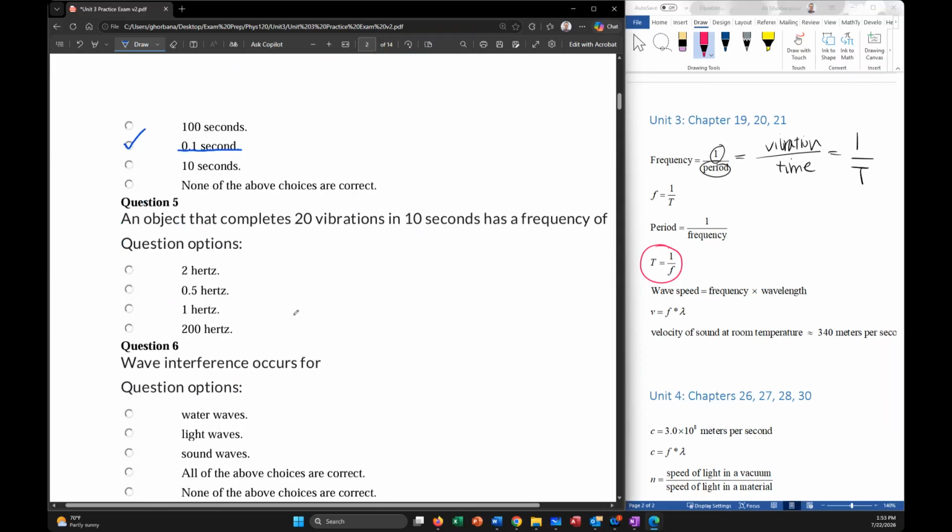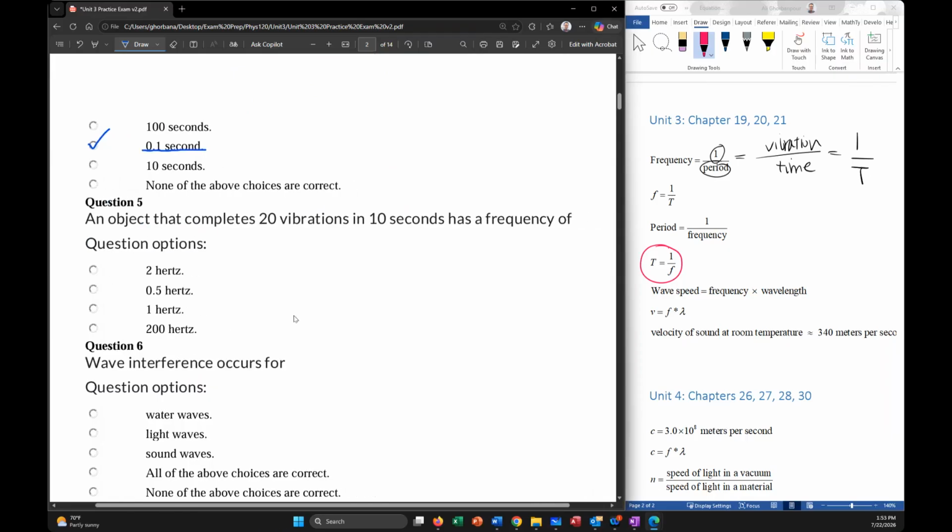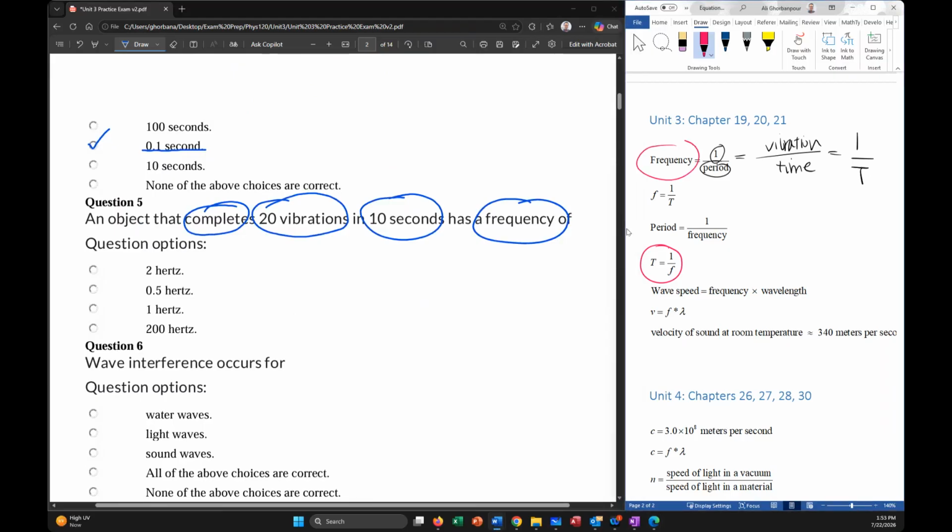An object completes 20 vibrations in 10 seconds. What is the frequency? You see, we just defined the frequency. Frequency is the number of vibrations over time.